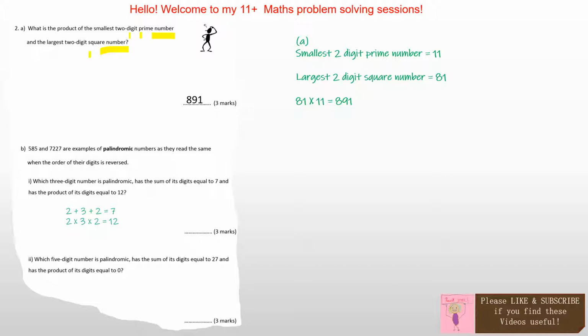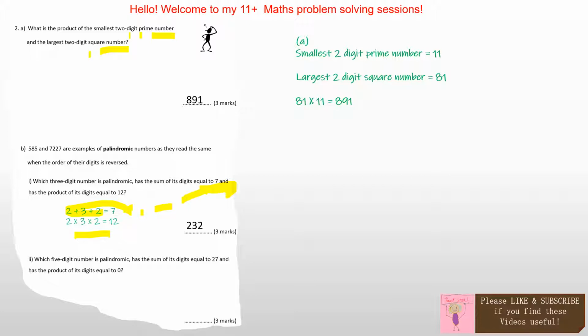Which 3-digit number is palindromic, has the sum of its digits equal to 7 and has a product of its digits equal to 12? Now remember, the sum of the digits is equal to 7, so the digits can't be more than 7. Since the digits are less than 7, this is the only way we can do that, that is 2, 3, 2. 2 plus 3 plus 2 is 7, and if you multiply 2, 3 and 2, we get 12. So our answer is 232.